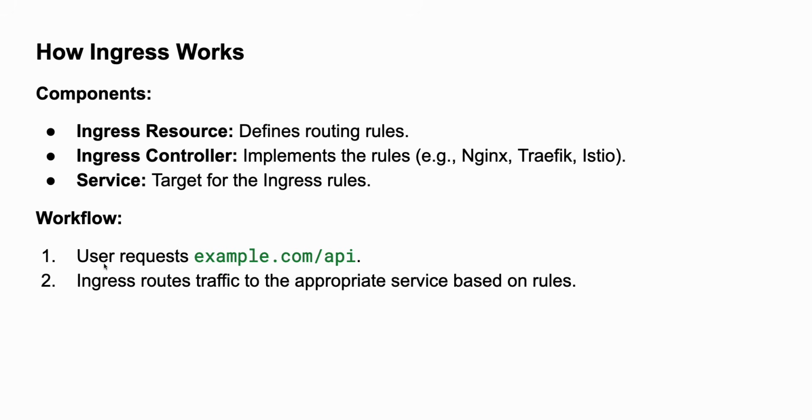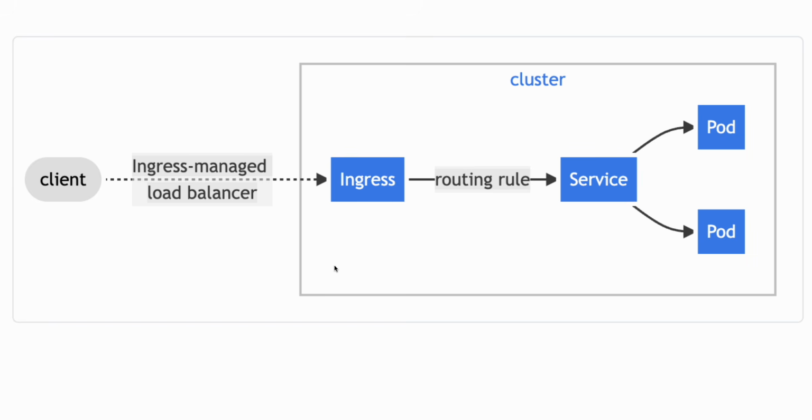And this is the workflow. The user requests example.com/api. Here, api is URL path-based routing, and we will navigate this api to a particular service. When the user uses this domain or URL, the particular API or microservice will be displayed. So this is how Ingress works.